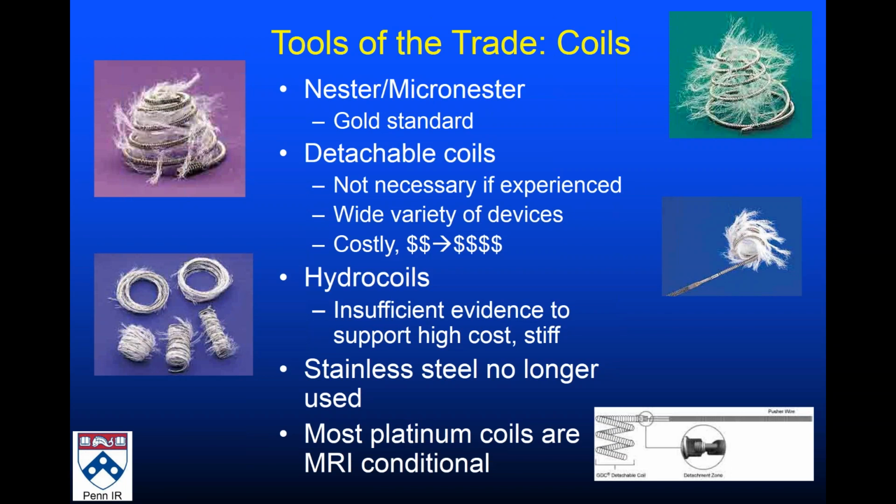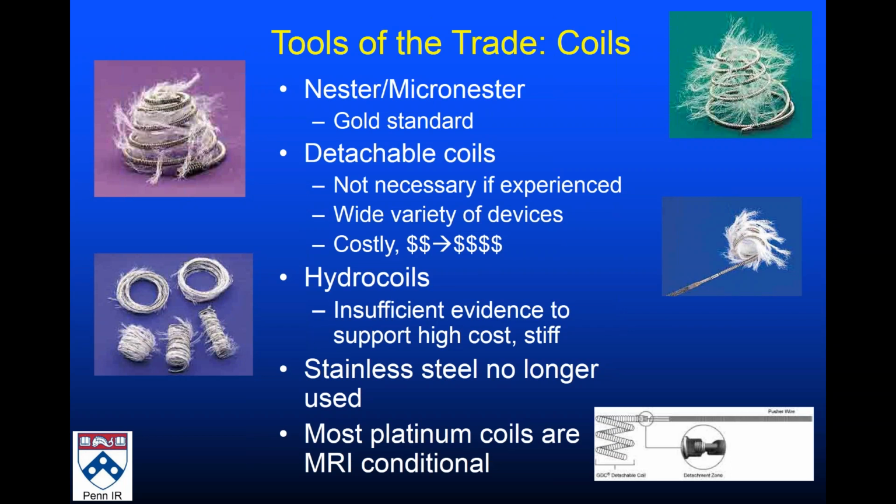And there are detachable devices to coils, which some people use, and there are also some things called hydrocoils, which some people use, but right now, at least, there's no evidence that they're any better than the standard platinum coils. These platinum coils are what are called MRI conditional. They're completely safe within MRI, and really nobody uses stainless steel coils anymore. So if you've been treated many, many years ago, you might still have stainless steel coils in place, which can cause an abnormal finding on the MRI, but it's not threatening at all.